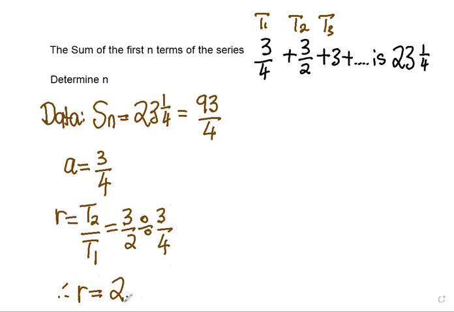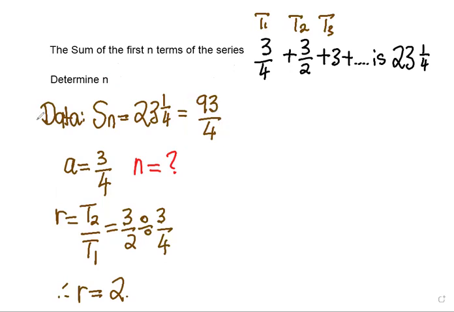Now, with regards to this, remember we are determining n. That represents the number of terms of this series. So our n is going to be a question mark in that regard, right? Since we want to calculate n in this case, remember, we are given the sum of the number of terms of this series as 23 and 1 over 4, which you can write as 93 over 4.